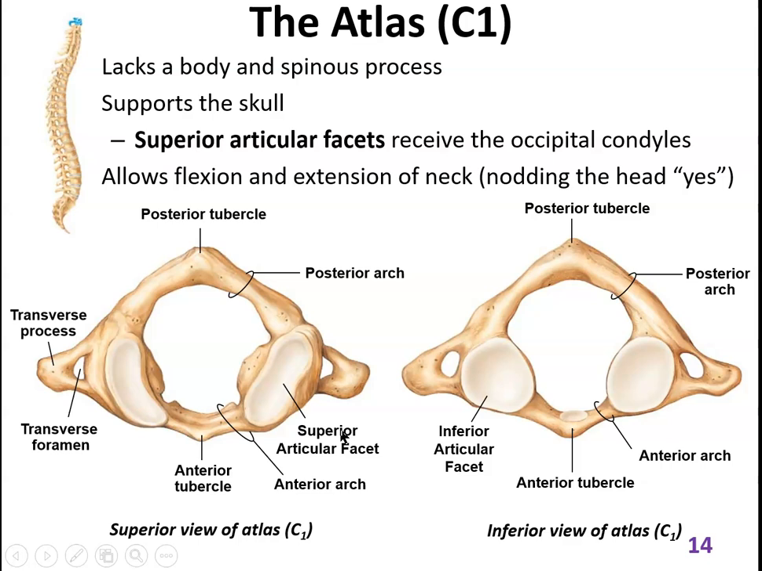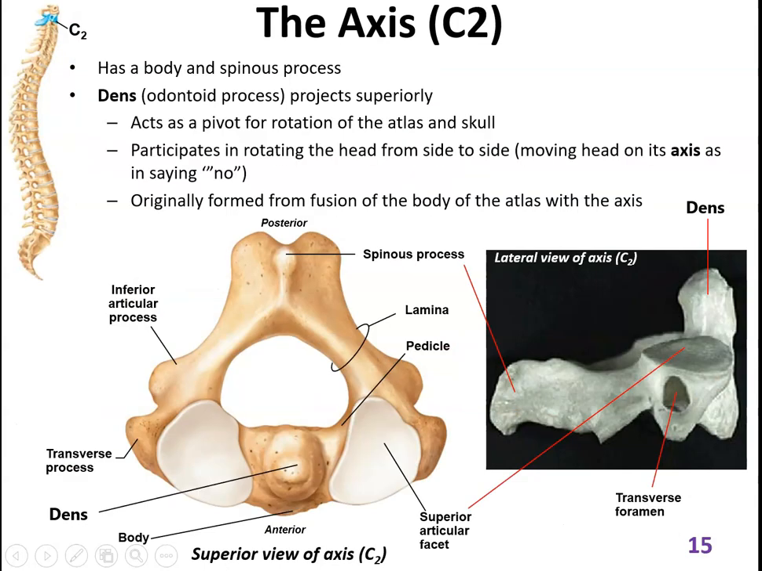The atlas is a little bit harder to find your way around than the other vertebrae because it doesn't really have a spinous process. There are things it's missing, so you'll just have to spend some time with it and see how it goes together. But what this is going to do is allow nodding of the head, flexion and extension. To some extent, the occipital condyles are going to be able to move against this facet.